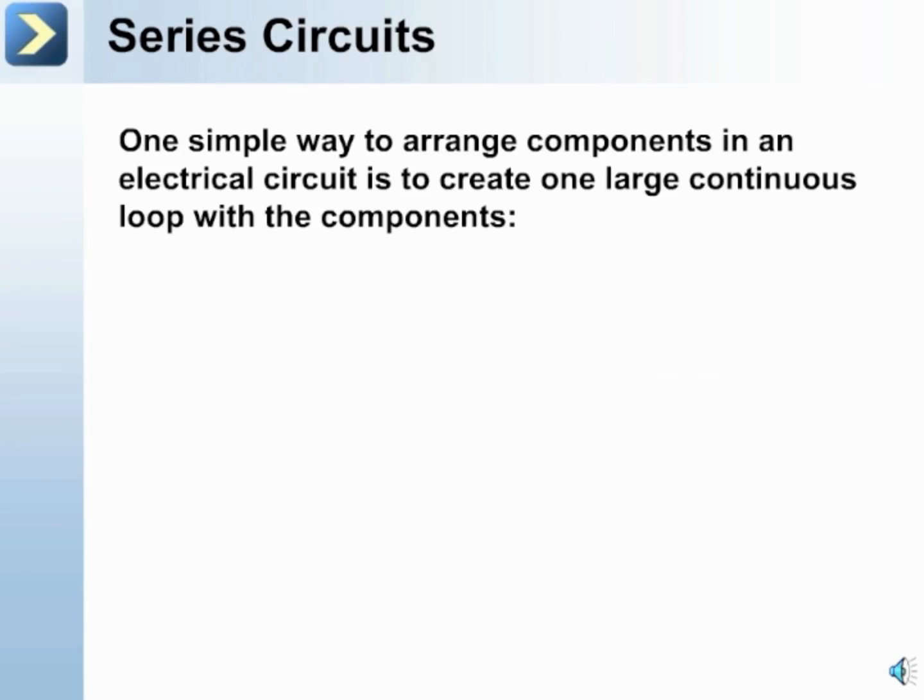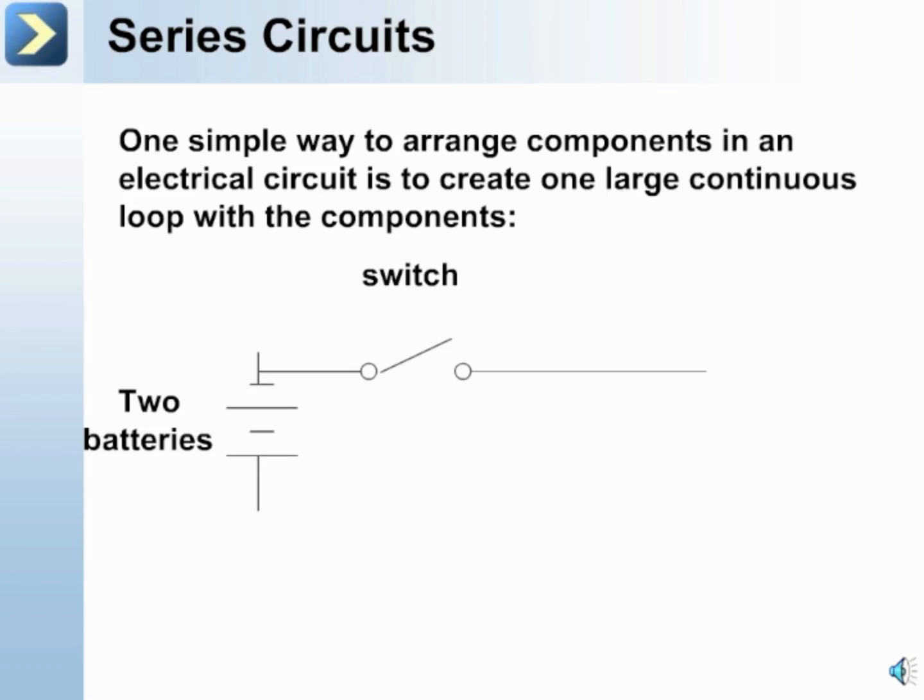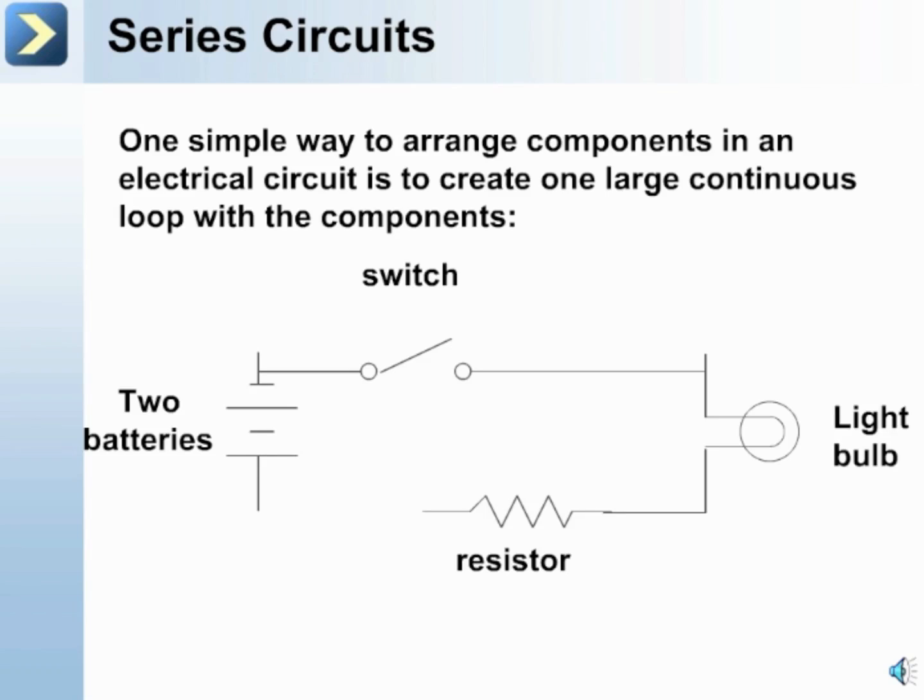Series circuits. One simple way to arrange components in an electrical circuit is to create one large continuous loop with the components. So let's say we have 2 batteries and we connect those to some wires and a switch, connect those to a light bulb, connect that to a resistor, and then finish the circuit. This is a series circuit.